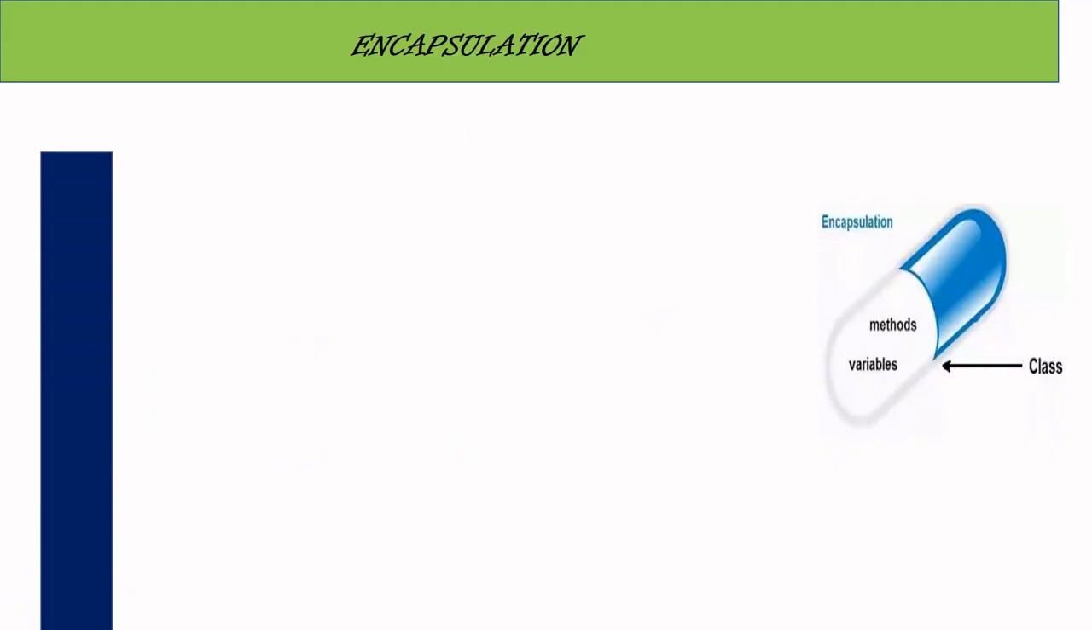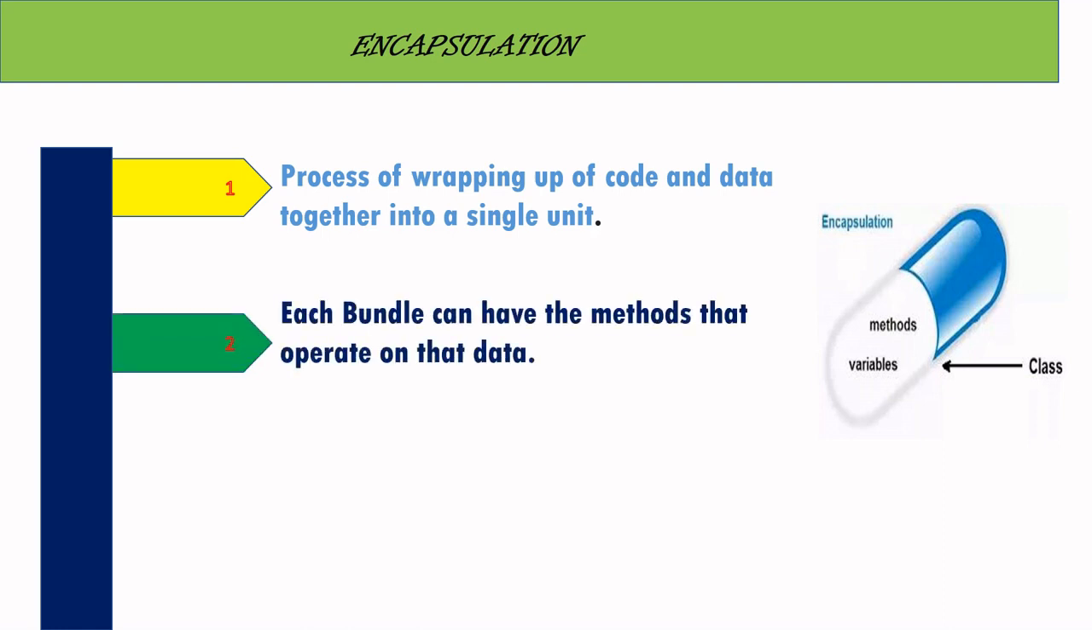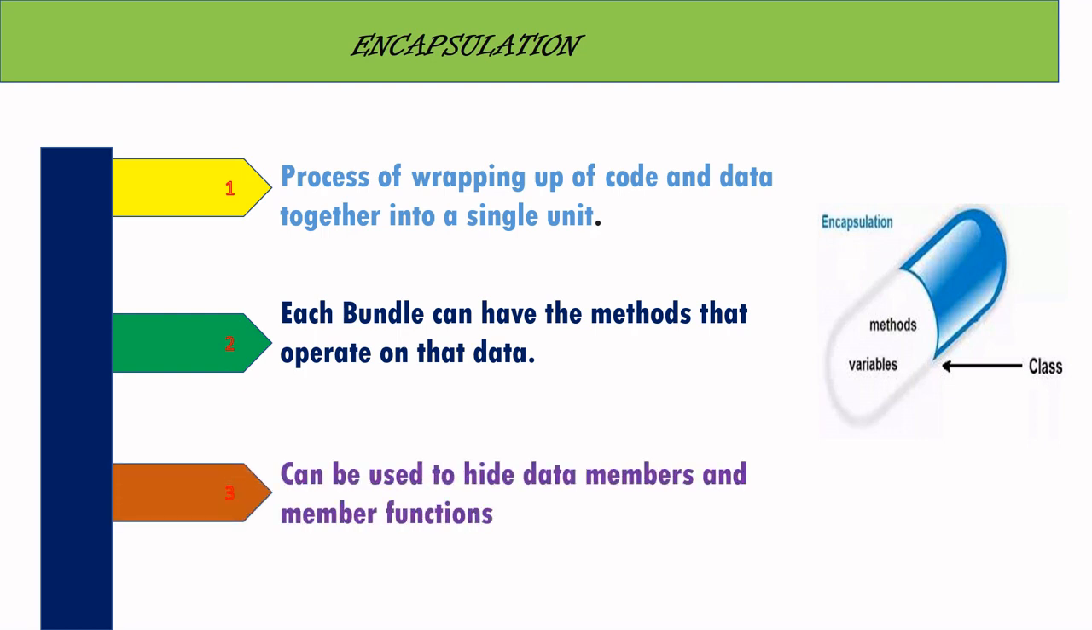Encapsulation is the process of wrapping up code and data together into a single unit. When you see this image, when we see a tablet, we can't identify what ingredients are inside the tablet. Similarly, when we see a class, we can't identify what objects or what methods and variables are inside the class. It is the bundling of methods that operate on that data. The third thing is that it can be used to hide the data members and member functions.